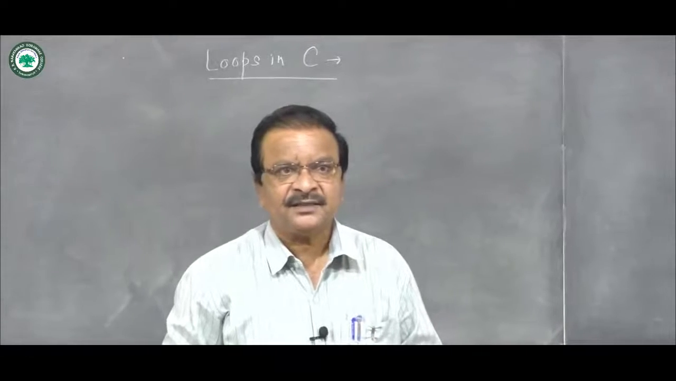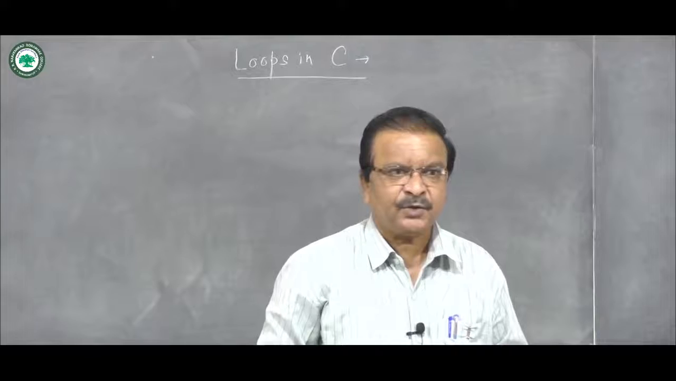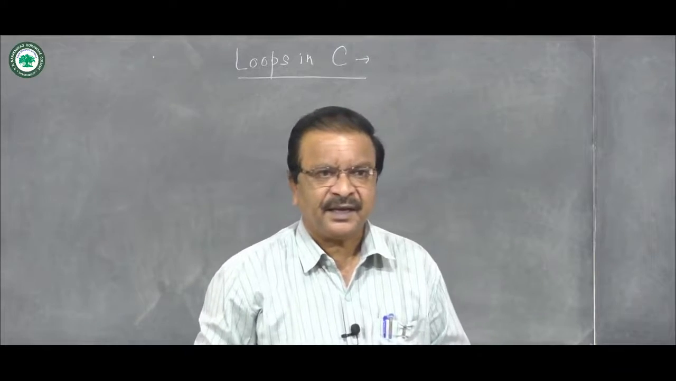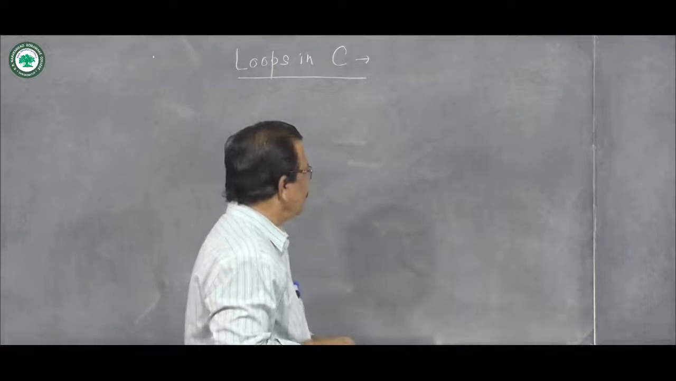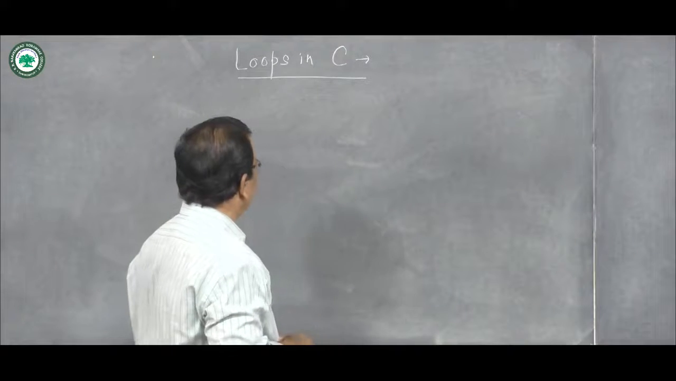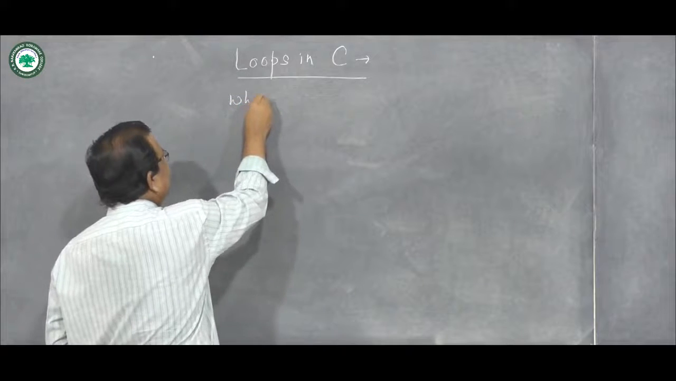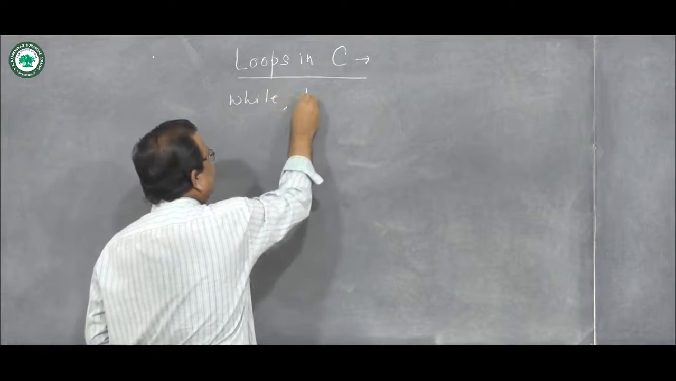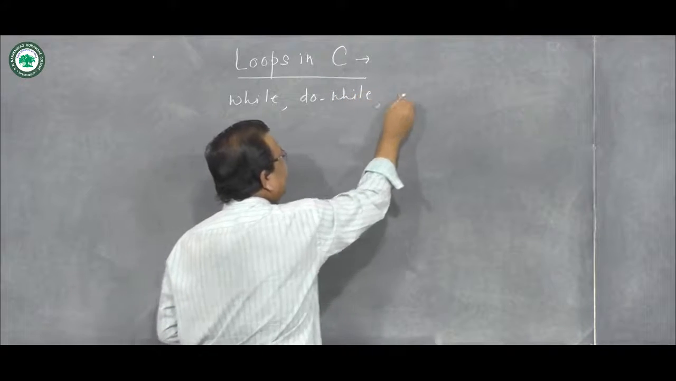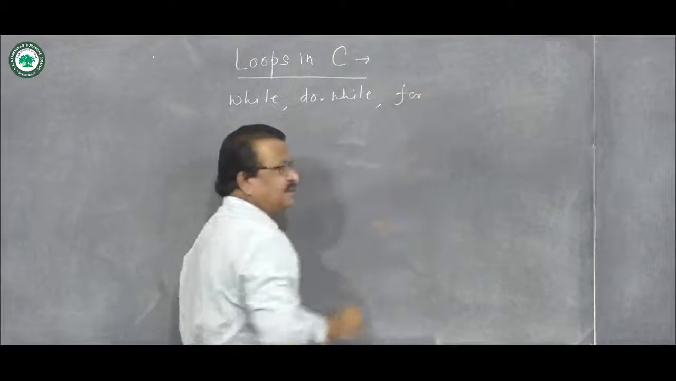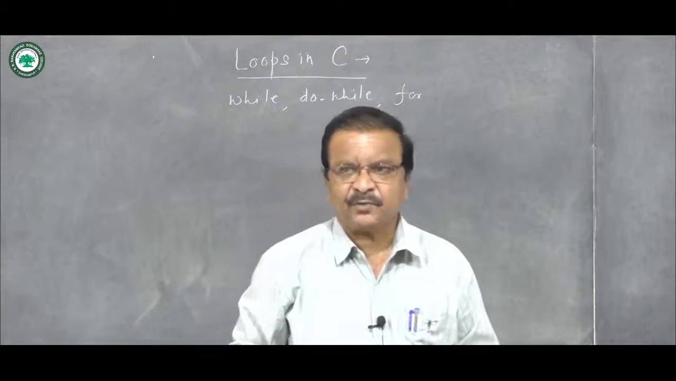There are three control statements in C which are used for building a loop, and those statements are while, second do while, and third one is for. These are the three loops in C. So let us see one by one.